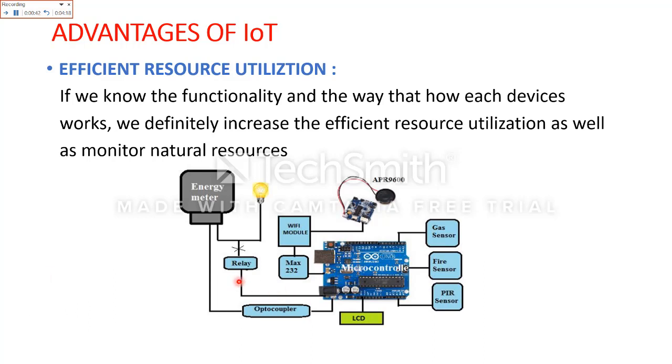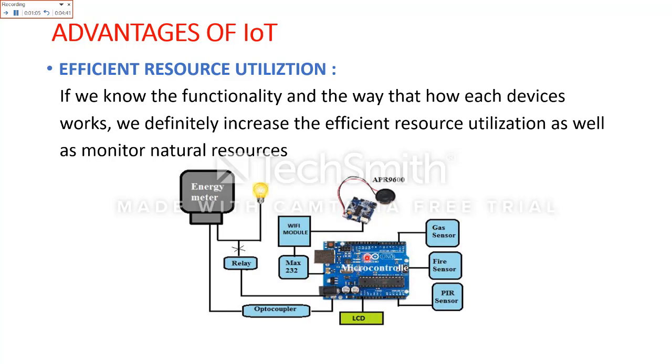Well, so this is the relay portion. Now this is an optocoupler. It is one type of sensor, right? This sensor receives information from the gas sensor, fire sensor, or PIR sensor. The fire sensor is responsible for the ups and downs of temperature, and the gas sensor is responsible for the emission of gases.